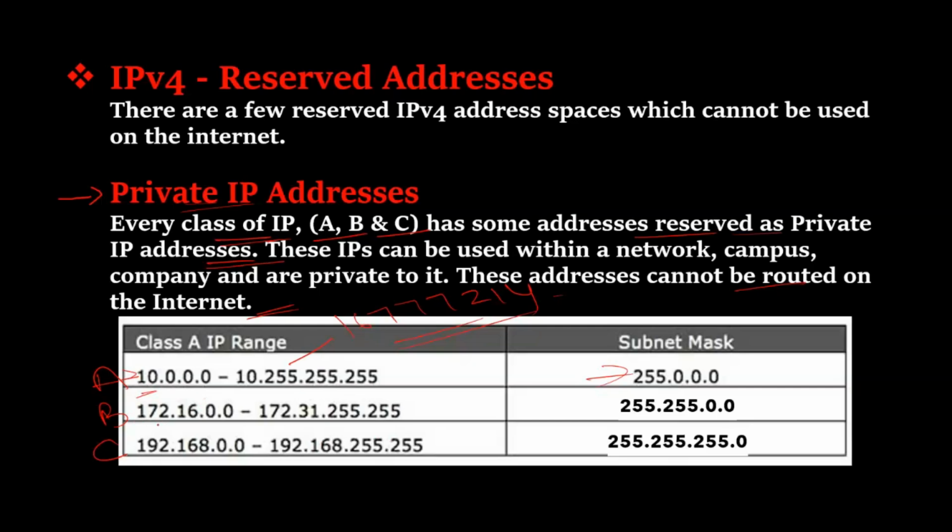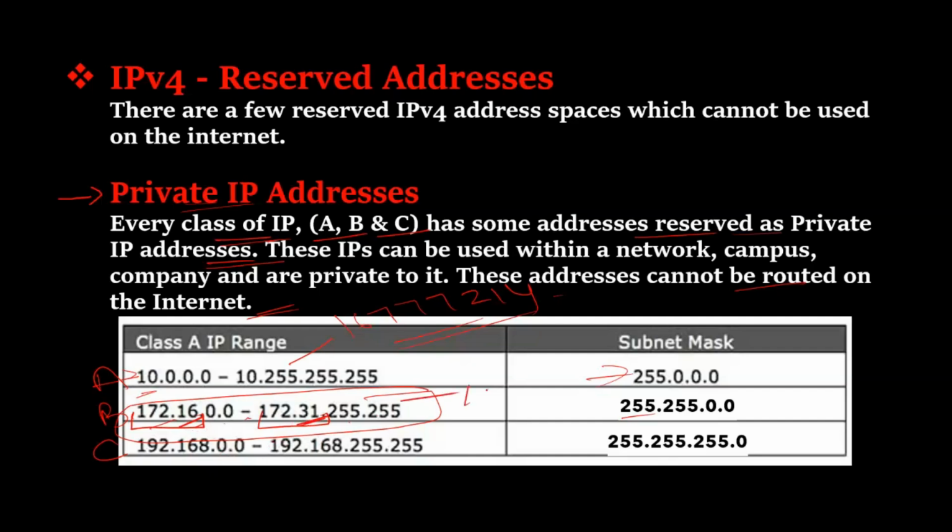In class B, we have this range 172.16.0.0 to 172.31.255.255, and this is the subnet mask. Now, can anyone tell me how many networks there are? It's very easy actually. In class B, we have two parts for the network, 172 and 16, and this is the network part. If you see, this 16 changes up to 31. You just have to count 16, 17, 18, 19, and the last is 31.